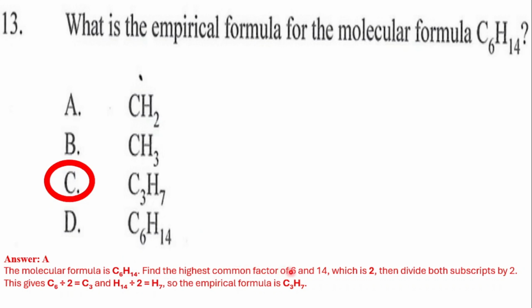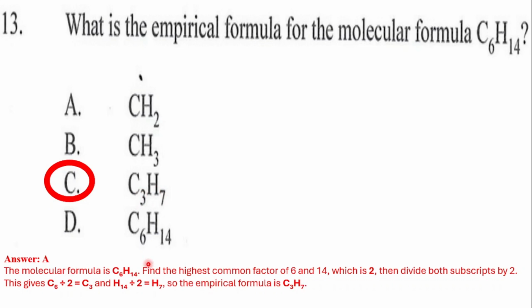We find the highest common factor of 6 and 14. What is the highest common factor of 6 and 14? The answer is 2. 2 could go into both of these numbers without leaving a remainder. So 6 divided by 2 is 3, and 14 divided by 2 is 7. So it's going to be C3H7. 3 and 7 can't go lower anymore.